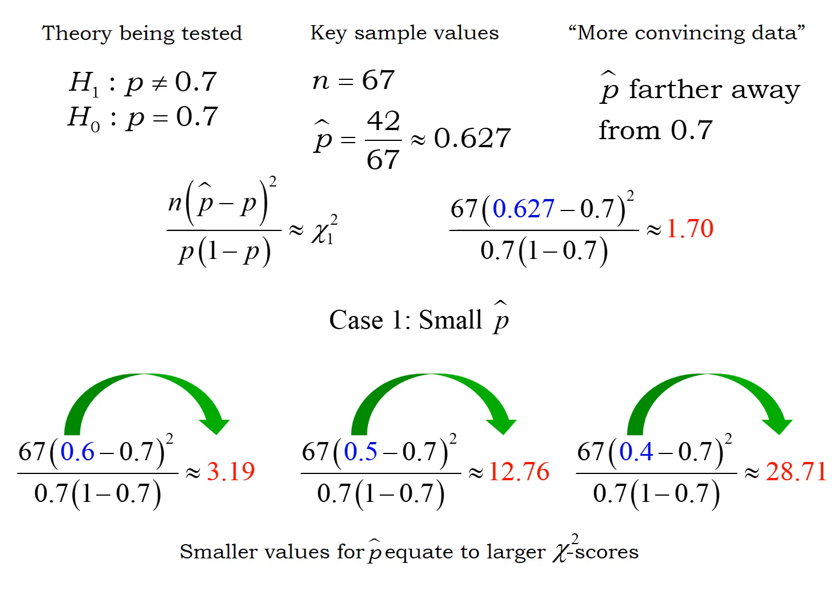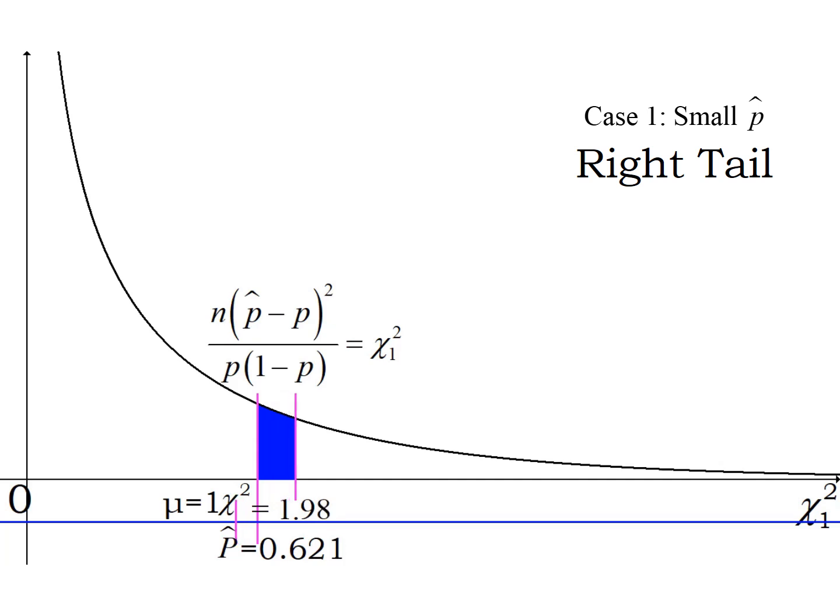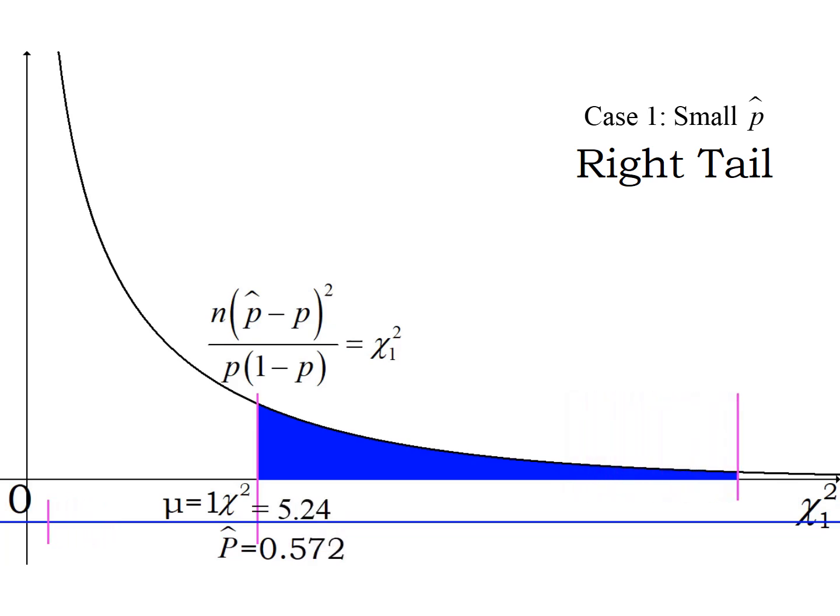Okay, so if we think about this, the smaller p-hat gets, as p-hat goes to the left, the chi-squared score is actually going to the right. So the right tail is representing the small p-hat case. That takes care of the small p-hat case. Now let's take a look at what happens to our chi-squared scores when p-hat gets really big.